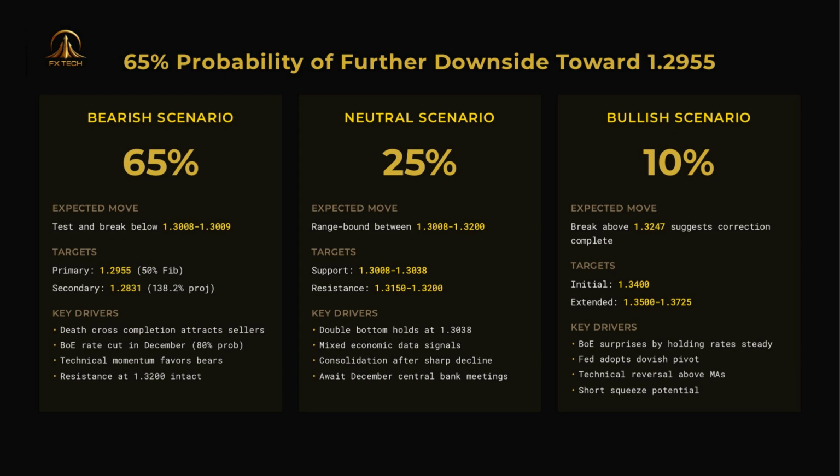The bullish scenario, with only 10% probability, would require a break above 1.3247 to suggest the correction is complete, potentially driven by the BOE holding rates, a Fed dovish pivot, or a technical reversal above moving averages.